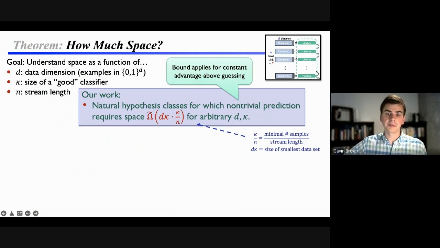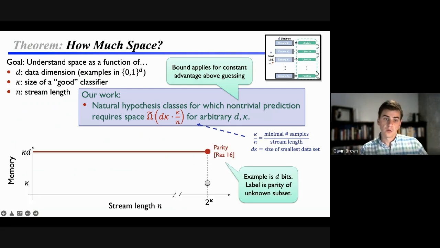And then this d times kappa is the size of the smallest data set necessary for learning. So our lower bound matches that data set size and then decreases as the stream length grows. We can visualize these results and compare them with prior work. I mentioned this work by Raz, which proves lower bounds for parity learning, where the example is d bits, and the label is the parity of an unknown subset.